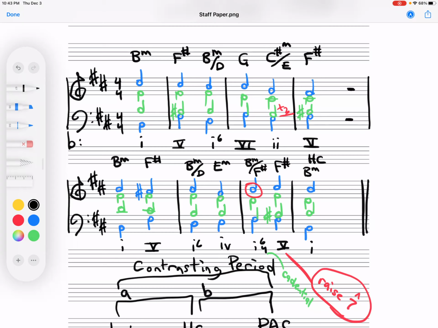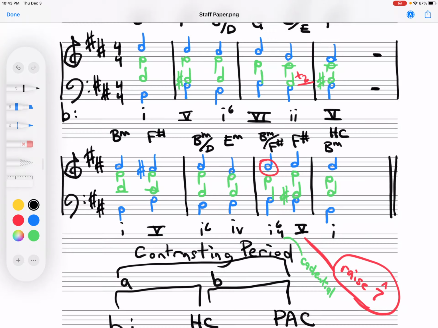Notice I have the meter in the beginning, the key signature, but I don't have to repeat the meter on the second system.